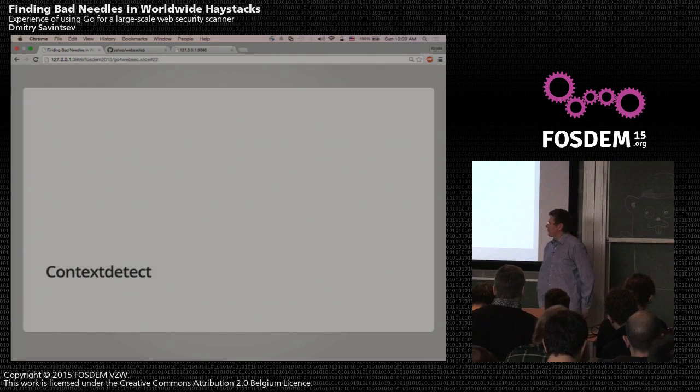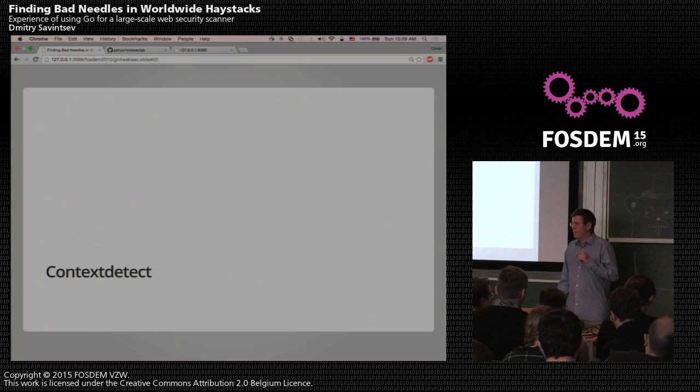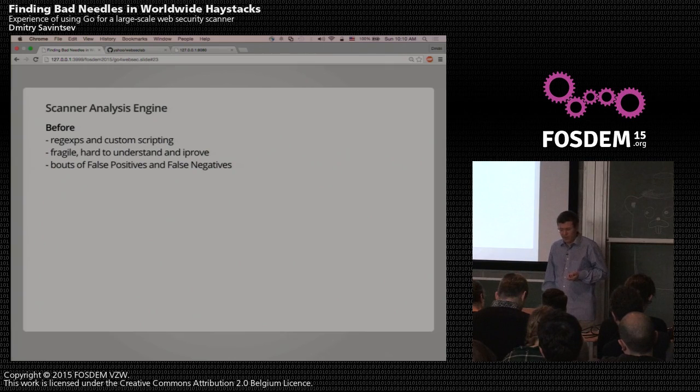Okay. The next piece that I want to talk about is the context detect. That's actually in the XSS scanner, the piece that is responsible for the analysis of the output. So usually the scanners send some fuzzing string to the site. It returns output, and then you need to analyze it. Previously we had lots of regular expressions and custom scripting, and that got difficult to understand and quite fragile, and there were still lots of false positives and false negatives.